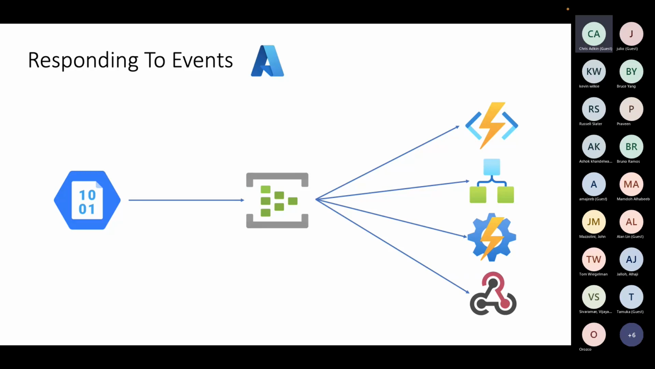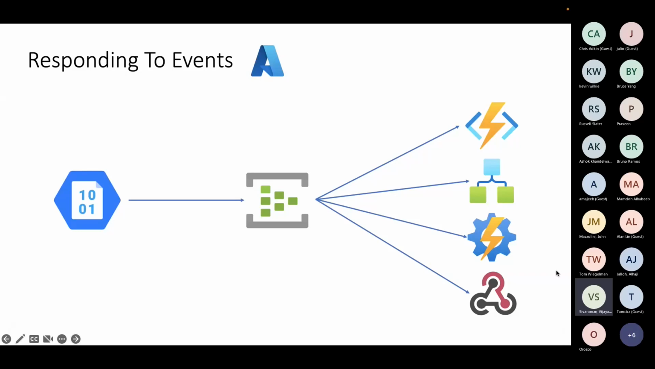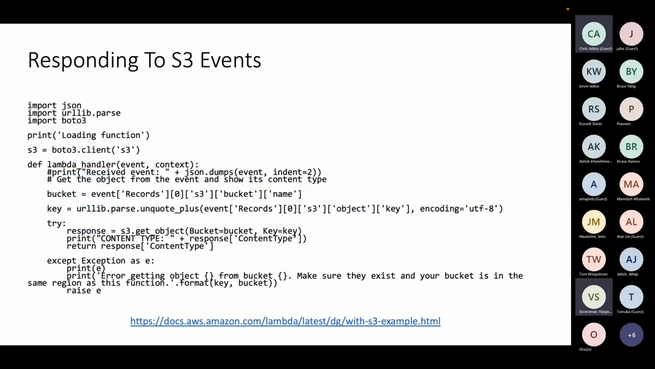With Azure, you might use Event Hub to capture events such as object creation events from your storage. I've got Azure Blob storage here, and you could use that to trigger things like Azure Functions, Azure Logic Apps, web hooks, and workflow runbooks. You can do more or less the same with S3.